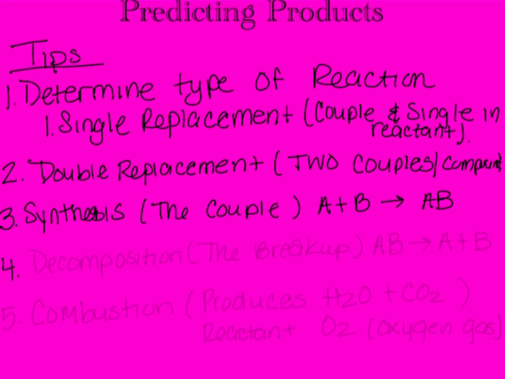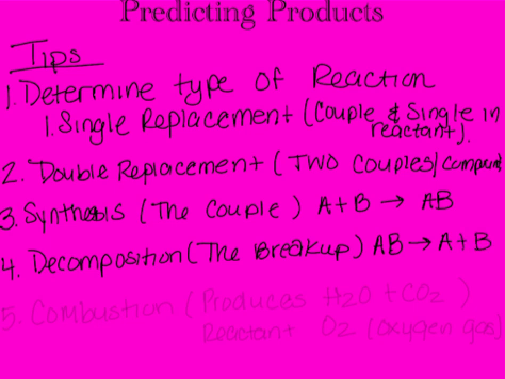Number 4, we have decomposition. And this is just a quick overview. This is what I like to call the breakup. Now, this is not scientific at all, but this is how I help remember the different types of reaction. In the breakup, in the reactant, you start out as a couple, but then in the product, that couple breaks up.